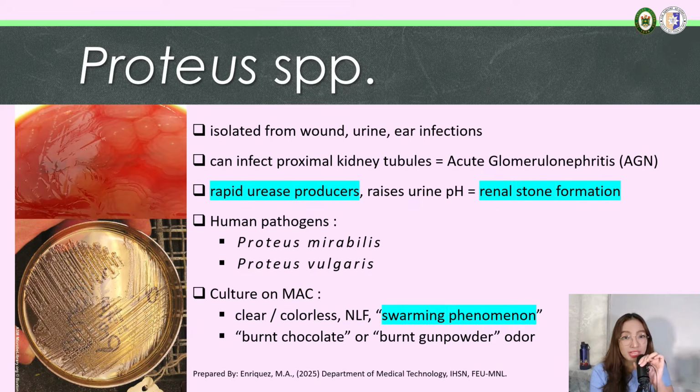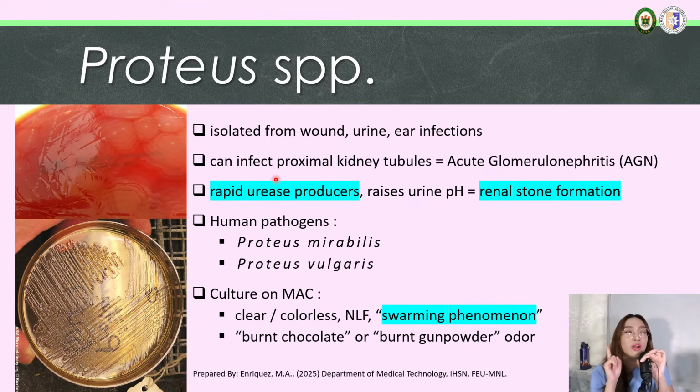Okay. And one of the reasons that contribute to the formation of those urinary crystals that eventually turn into renal stones is ito nga po, the alkaline environment that Proteus has created. So ulitin po natin, Proteus species are rapid urease producers, which is associated with renal stone formation. Okay, so ulitin natin anong kaugnayan nun. The production of urease leads to the breakdown of urea and produces an alkaline environment.